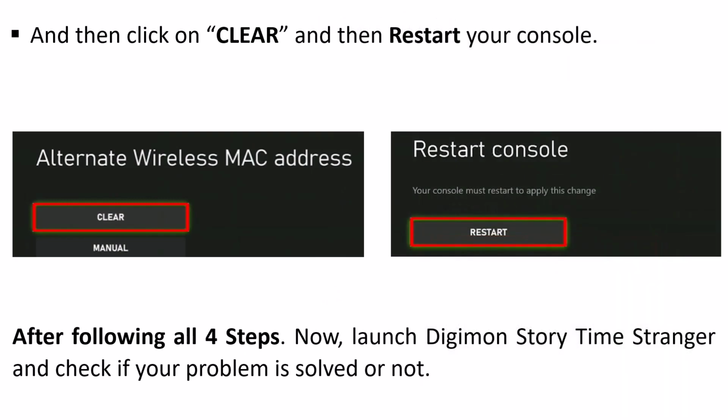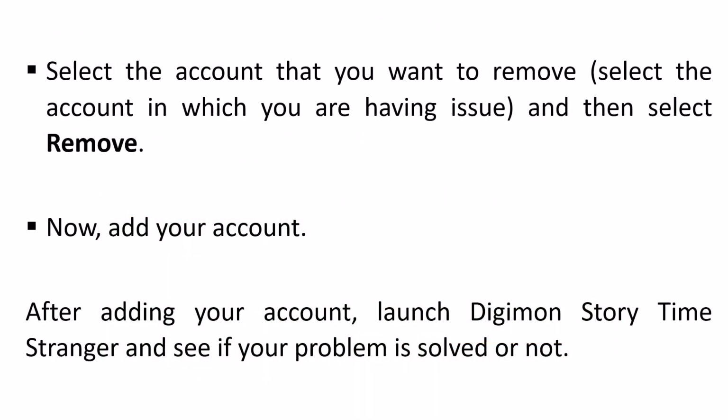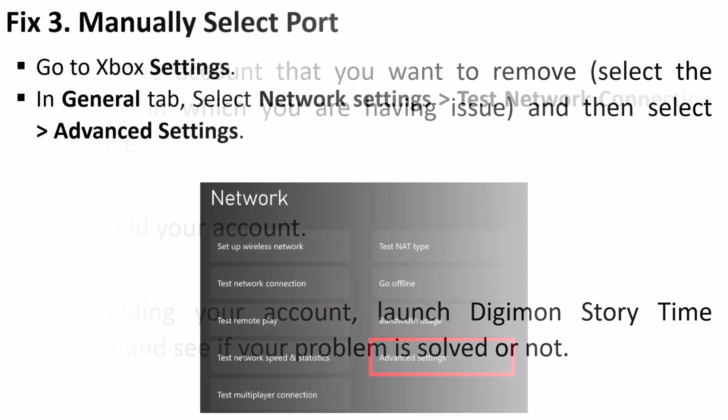Now after following all 4 steps, you can launch Digimon Story Time Stranger and check if your problem is solved or not. Fix 2. Remove and re-add account. Go to Xbox settings, go to Account, Remove accounts. Select the account in which you are having the issue, then select Remove. Now re-add your account. After adding your account, launch the Digimon Story Time Stranger game and see if your problem is fixed or not.